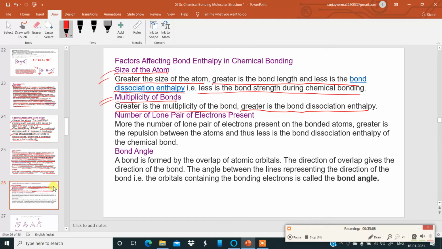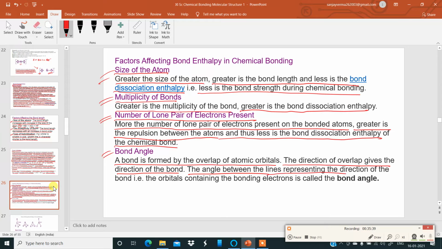The next factor is the number of lone pairs of electrons present. The more lone pairs of electrons present on the bonded atoms, the greater is the repulsion between the atoms, and thus less is the bond dissociation enthalpy of the chemical bond. So, if the number of lone pairs is higher, the bond dissociation enthalpy will be lesser. Then the bond angle. A bond is formed by the overlap of atomic orbitals. The direction of the overlap gives the direction of the bond. The angle between the lines representing the direction of the bond, that is the orbitals containing the bonding electrons, is called the bond angle.